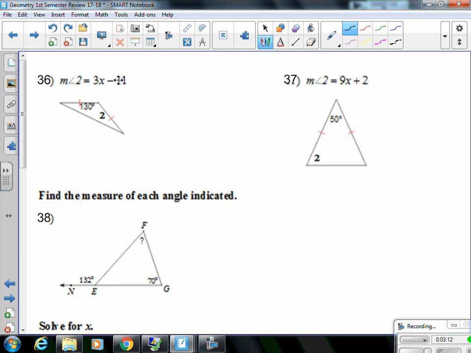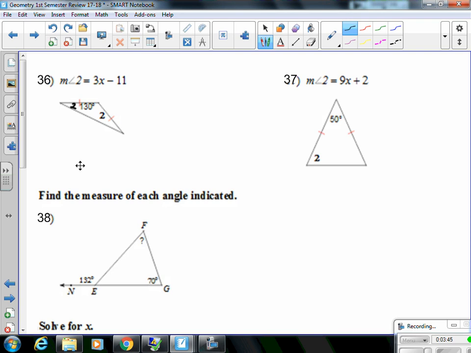All right, 36, measure of angle 2 equals 3x minus 11. So angle 2 is 3x minus 11. The other angle is 130. And what we got to recognize is that there are 2 congruence marks here on the sides. So since the sides are congruent, then the angles opposite those sides are congruent. So the other angle there is going to be the same as angle 2.